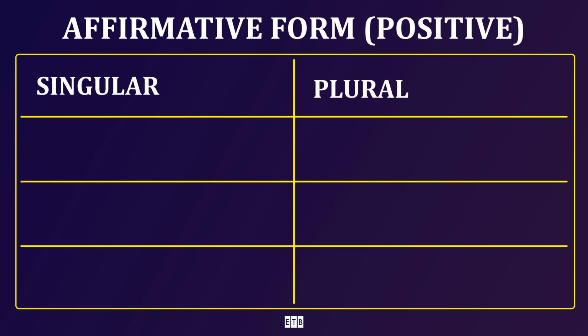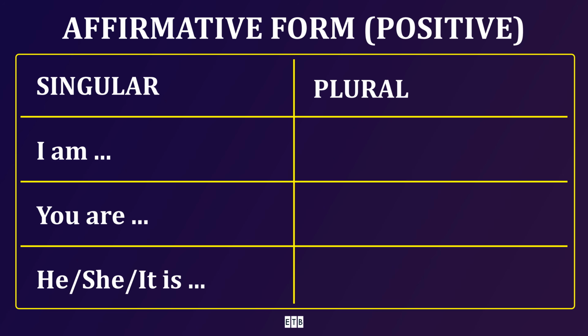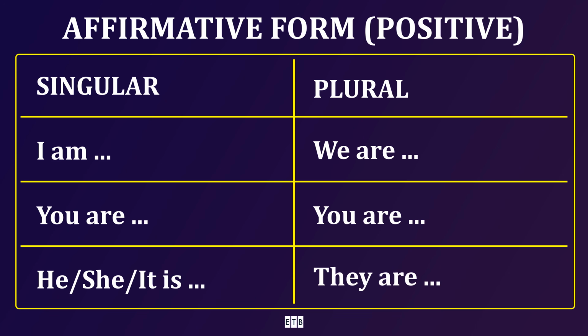To build an affirmative sentence, combine the subject with the correct form of to be. I am. You are. He is. She is. It is. We are. You are. They are.